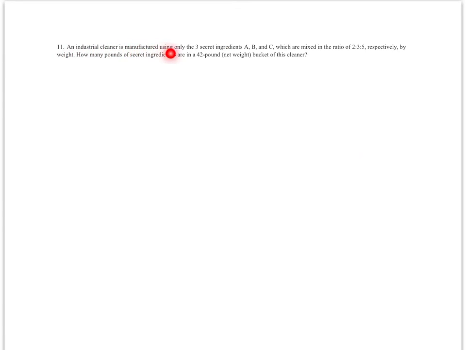An industrial cleaner is manufactured using only 3 ingredients, A, B, and C, which are mixed in a ratio of 2 to 3 to 5, respectively, which means the letters go in the same order as those numbers. How many pounds of a secret ingredient B are there in a 42-pound net weight bucket of this cleaner?